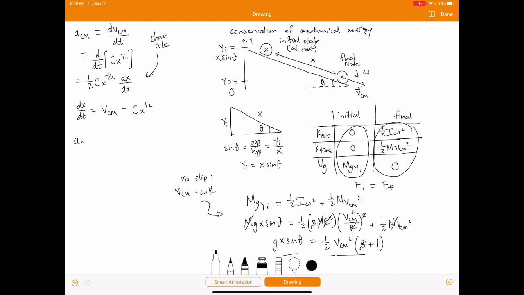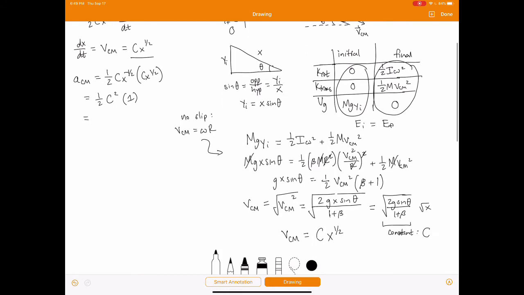So for ACM, here's what we have. I have 1/2 times c times x to the minus 1/2. And then remember, for dx/dt, I'm subbing in c times x to the 1/2 from the line of work we just did above. So now I have a half, I have c squared. And what happens if I multiply x to the 1/2 times x to the minus 1/2? Well, I just get 1.